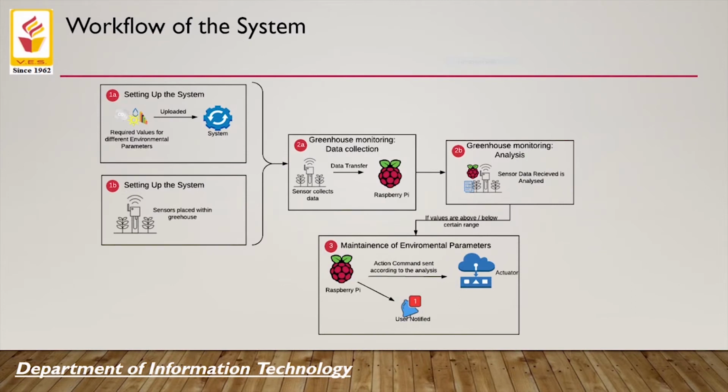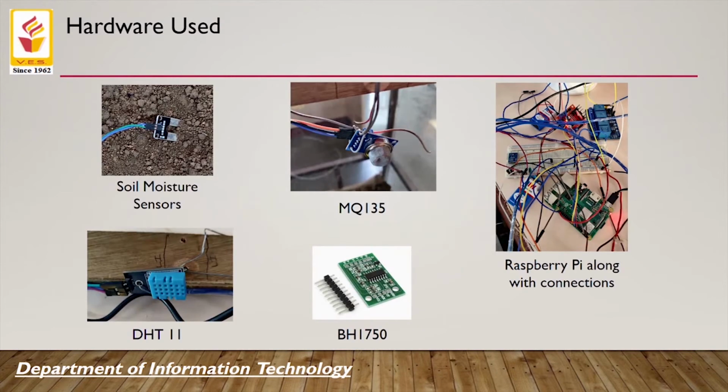This is the workflow of the system. It shows how the different sensors interact with the Raspberry Pi and also explains the different event-based notification system that the system provides to the user. It includes three main phases: setting up of the system, data collection and analysis, and maintaining the environmental parameters.